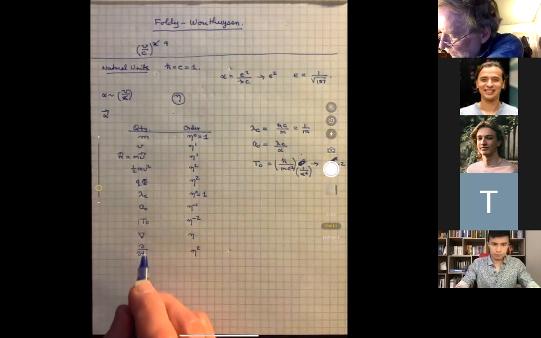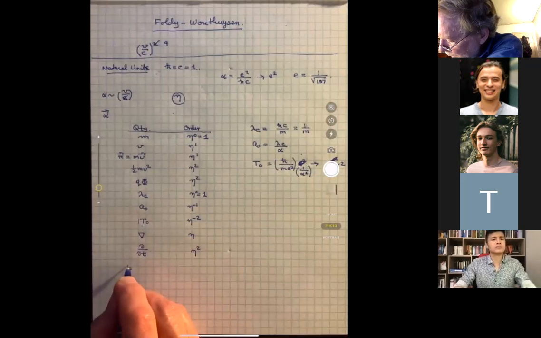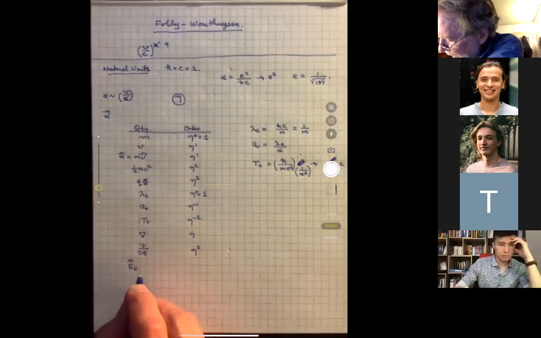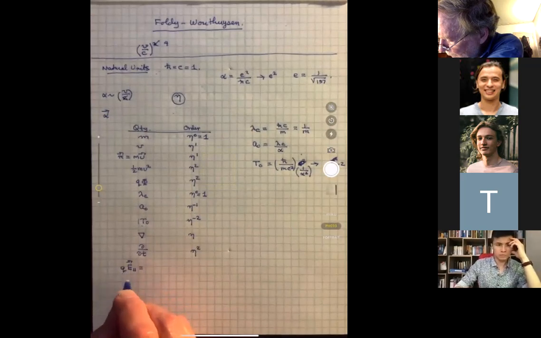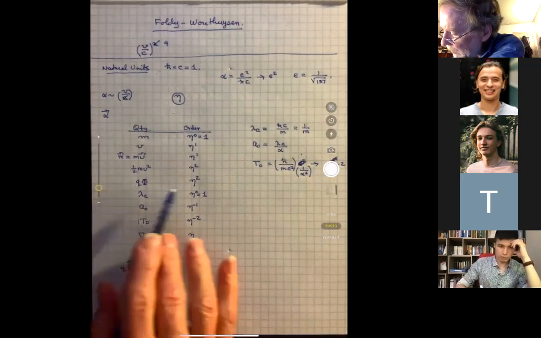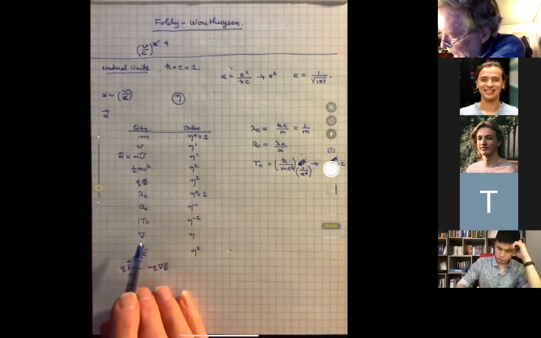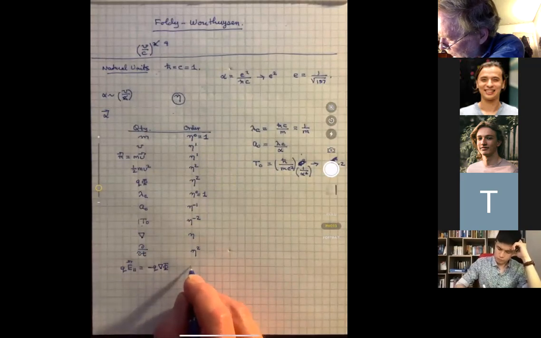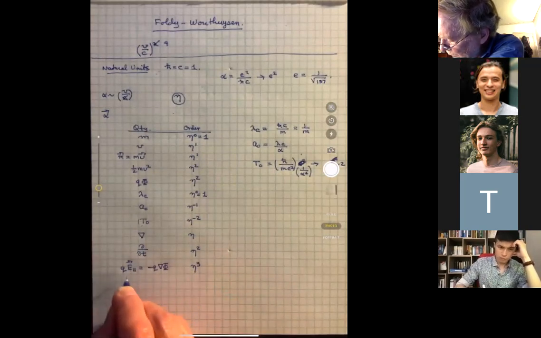All right, now then, let's look at the longitudinal electric field. Let's multiply by q. This becomes minus q times the gradient of phi. But q phi we decided was eta squared, and the gradient operator is order eta. So the longitudinal electric field times q is order eta cubed.